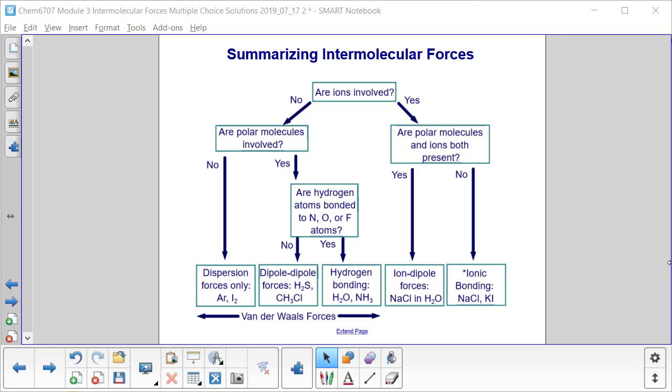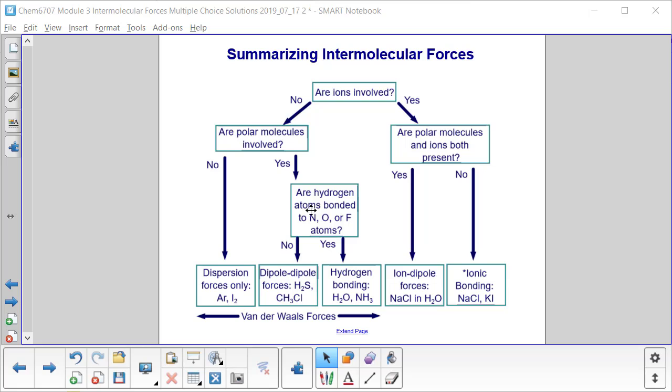All right, so here's a summary of intermolecular forces. So first of all, are ions involved? If the answer is yes, are there polar molecules and ions both present? If not, then it's just an ionic bond, okay? And it's the electrostatic force holding those ions together. If you have polar molecules and ions both present, then we have ion-dipole forces, similar to what I described in the previous slide about sodium chloride in water. Okay? Now, what if there are no ions? First, are polar molecules involved? If not, then you only have dispersion forces. Okay?